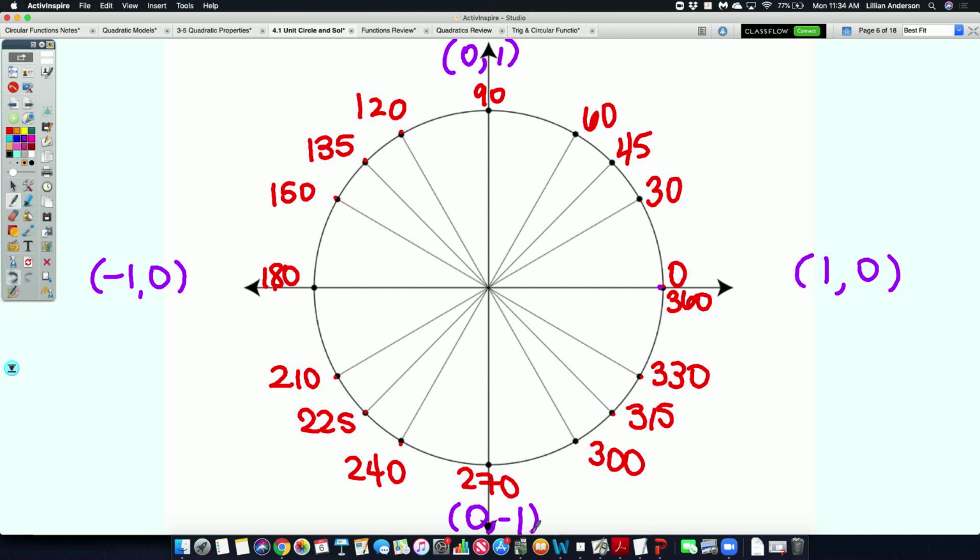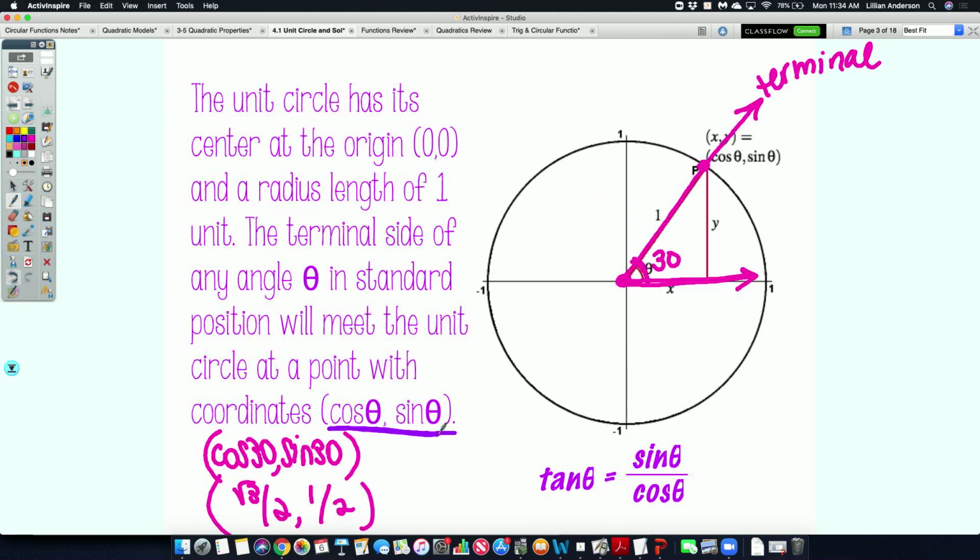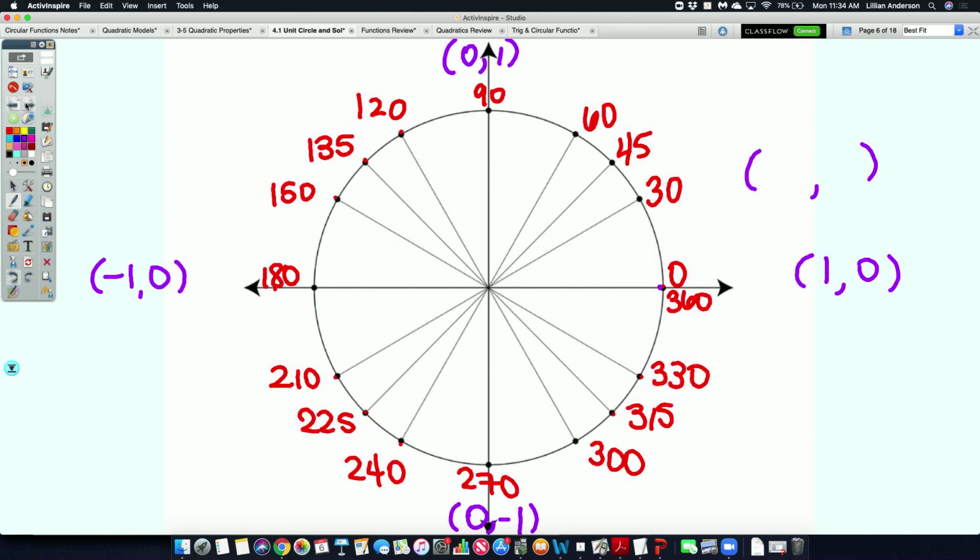Okay, 30 degrees. Now, what I talked about before, on a unit circle, when you have that terminal side intersecting the unit circle, that point is cosine theta, sine theta. So, on your unit circle, at 30 degrees, the x-coordinate would be the cosine of 30 degrees. What is the cosine of 30 degrees? Square root 3 over 2. And then the y-coordinate would be the sine of 30 degrees. It'd be 1/2. You see how you use those special right triangles here?